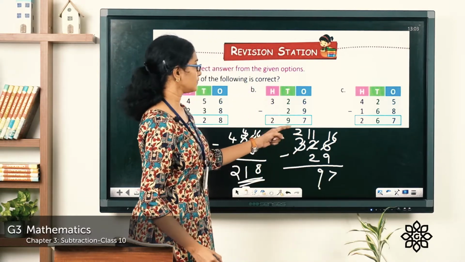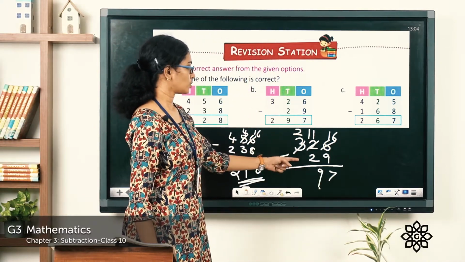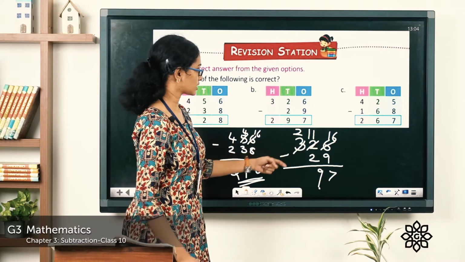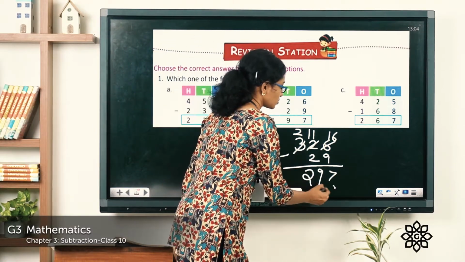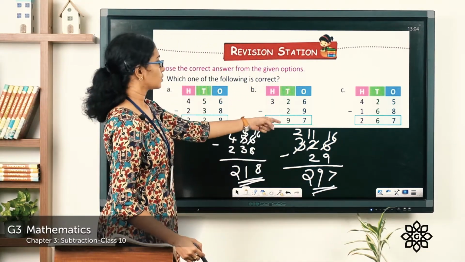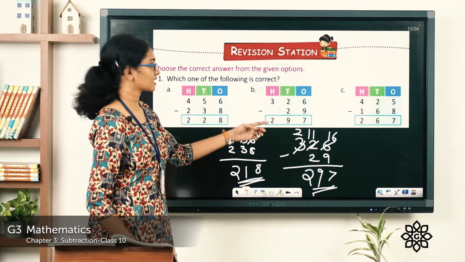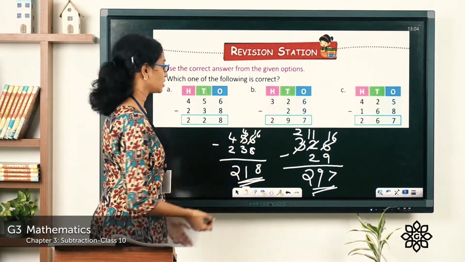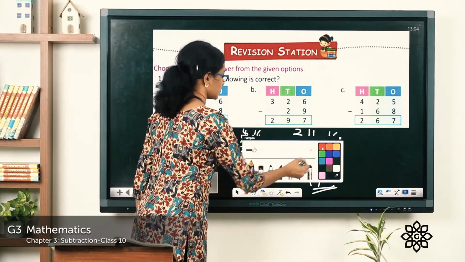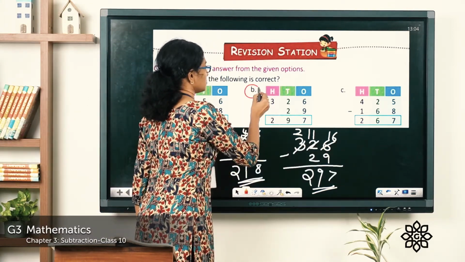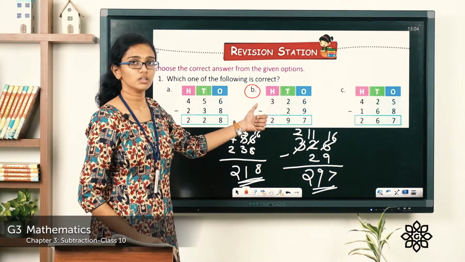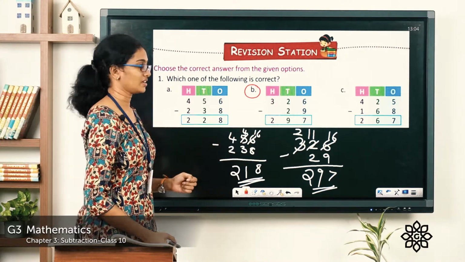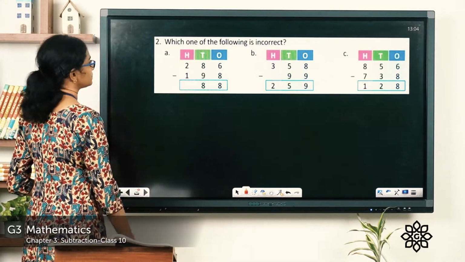And now you have 2 here. Now no more digits here. So we bring down this 2. So it's 297. And what is the difference given in the option? It is 297 itself. So that's a correct answer, right? So the correct option here is option B. You can either circle or tick the correct option here. Let's see the next question.